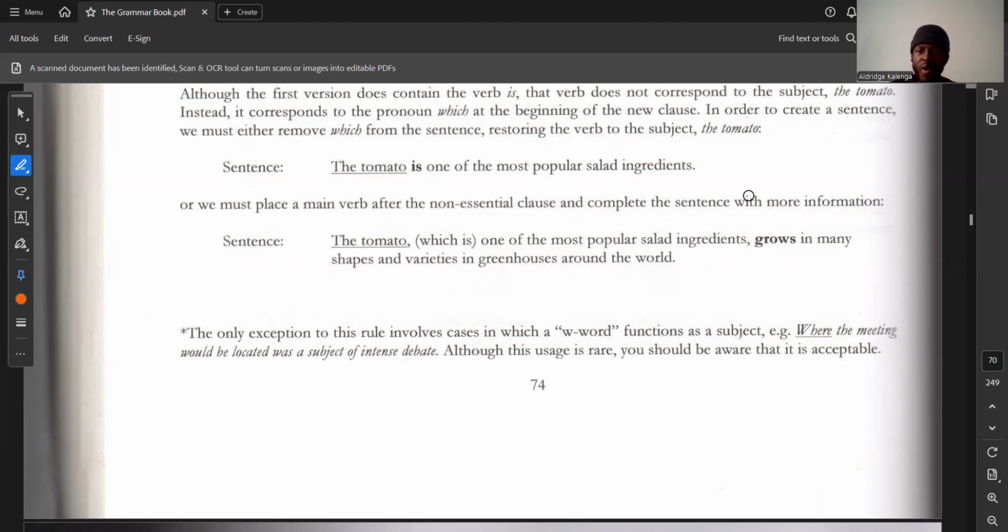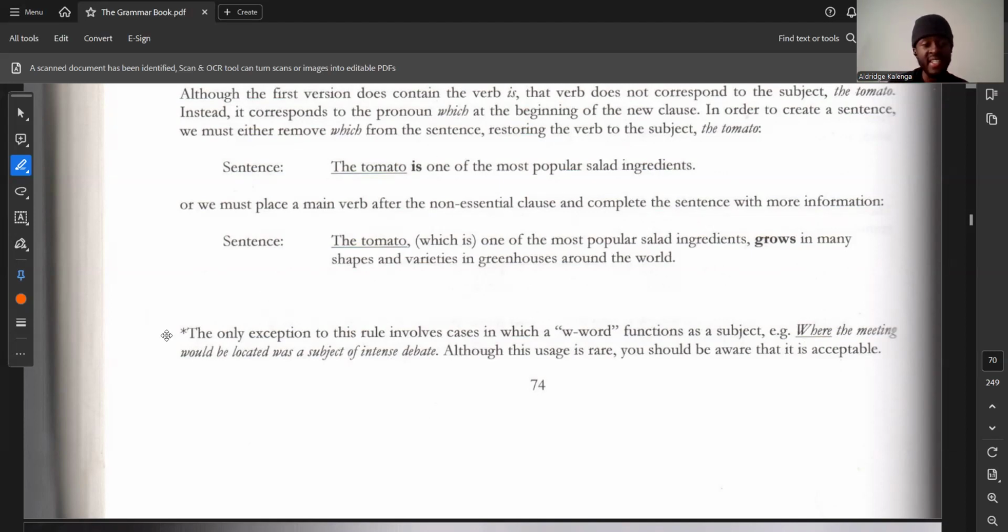It says, where the meeting would be located was a subject of intense debate. This is not a question. It's not a question, it's a statement. And this is actually not a fragment. Where the meeting would be located was the subject of intense debate.